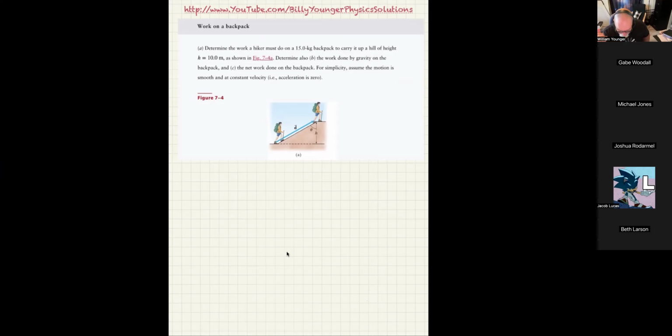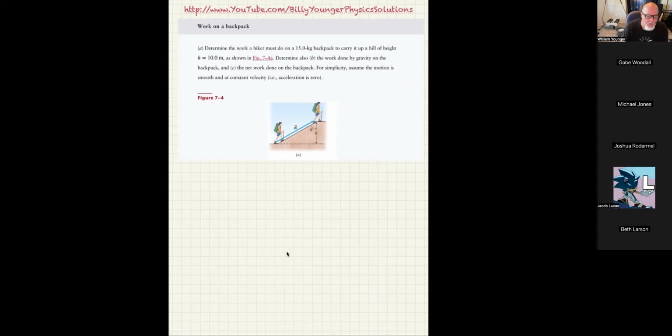That's why they're saying, for simplicity, assume the motion is smooth and at constant velocity. If it wasn't at constant velocity, then the net force would be a little bit bigger than ma, and that would require us to have some of the work going into creating a new type of energy, kinetic energy. So we're not interested in doing that.